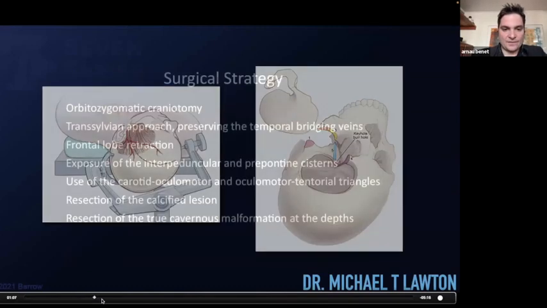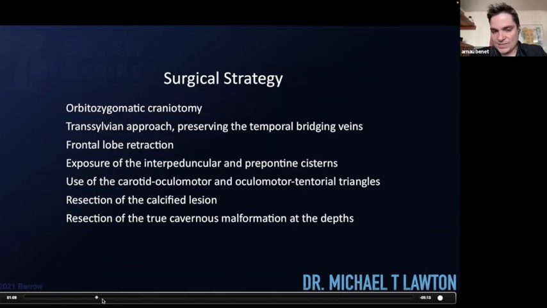So basically we've discussed this, the surgical strategy was orbitozygomatic. In this case, we will see, pay attention, these big superficial sylvian veins, the drainage of this lady was anterior. So we cannot transgress those veins. I know there are some extremely gifted Japanese neurosurgeons that may divide it and stitch it back together.